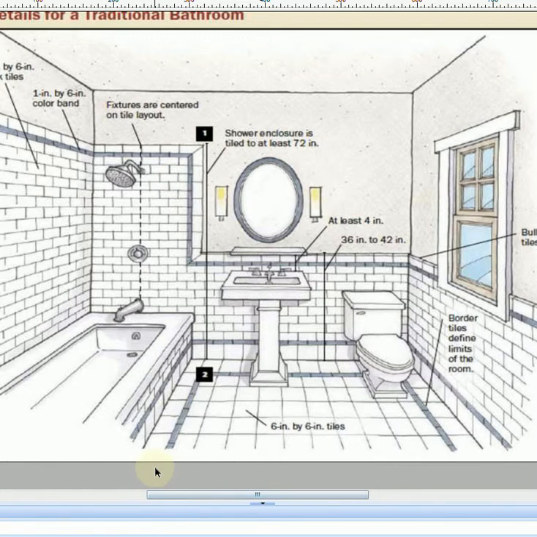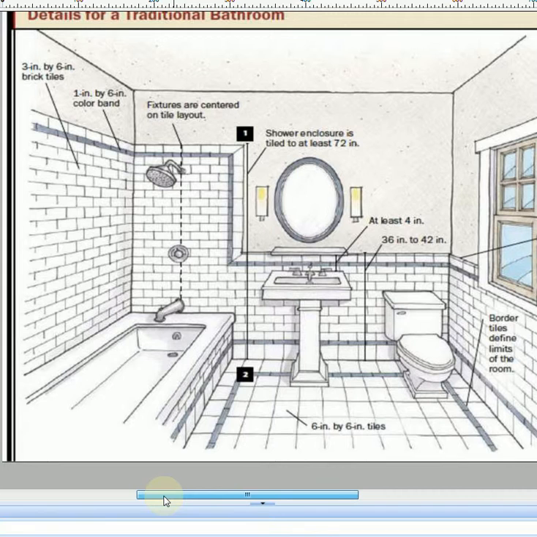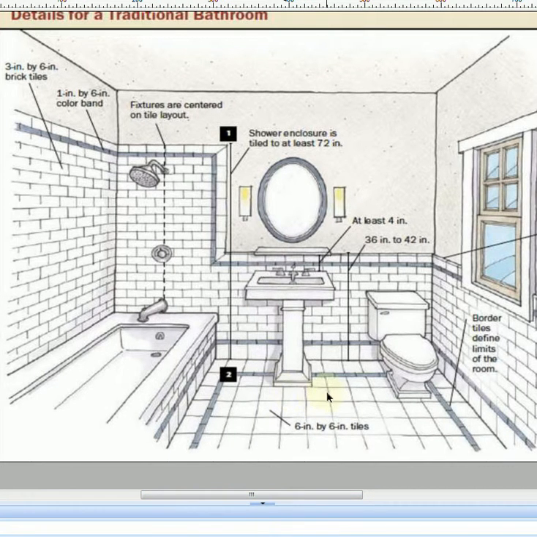They're calling this a traditional bathroom, and it looks a little old-fashioned to me, but okay. So we see several elements here. We've got an accent stripe in the floor, looks like maybe a 3x6 or a 2x6 accent. We've got ceramic base all the way around, probably coved. Then on top of that, it looks like that same piece of trim goes all the way around. Then we have a 3x6 brick pattern tile.